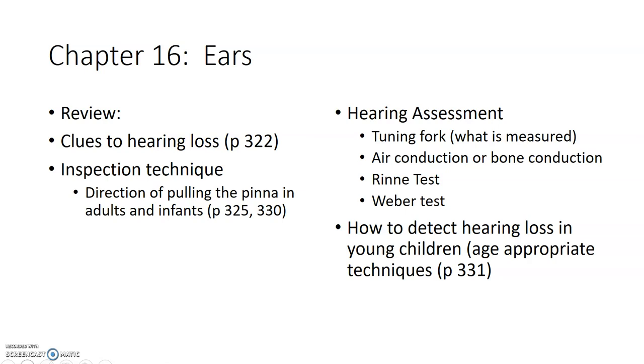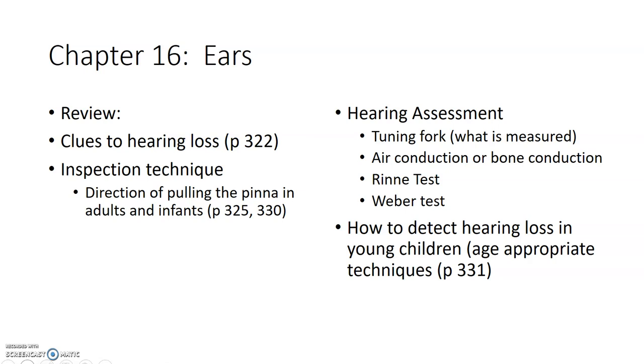In the Rinne test, the tuning fork is held first behind the ear, and then when the sound goes away, it is held out from the ear. In a normal test, hearing sound should last twice as long by air conduction after the sound is no longer heard with the tuning fork behind the ear.